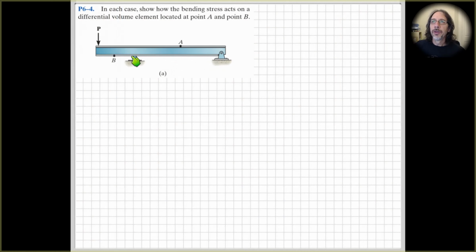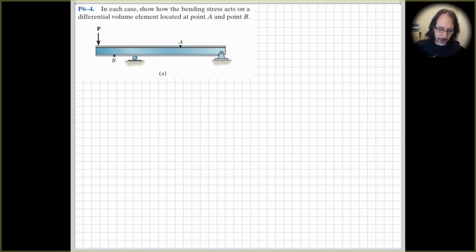Okay, so here we have the problem. We've got a beam supported at the right-hand end by a pin support, and then somewhere between the load and the end there is a roller support. Given this load and the beam being in bending, we want to know what the stress that's developed at points A and B will be, and also to show that stress on a differential element located at points A and B that represents those points.